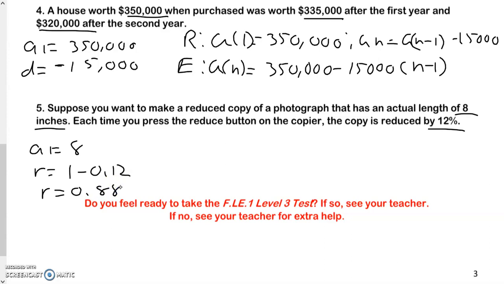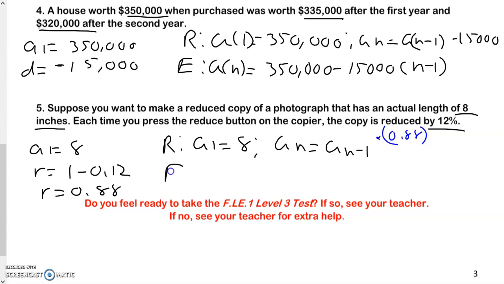So it's the decay problem, and we're going to put it into here, and I'm going to do the recursive first. So this is my R. So my R is a of 1 equals 8, and then a of n equals a of n minus 1, and then I'm going to put times 0.88. And then my explicit formula would be a of n equals 8 times 0.88 to the n minus 1.